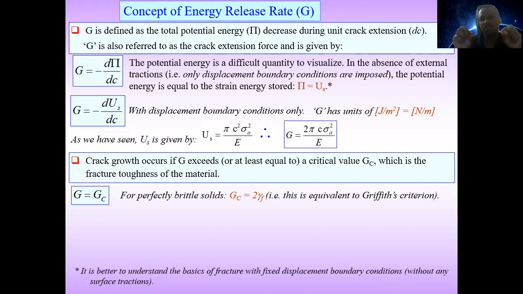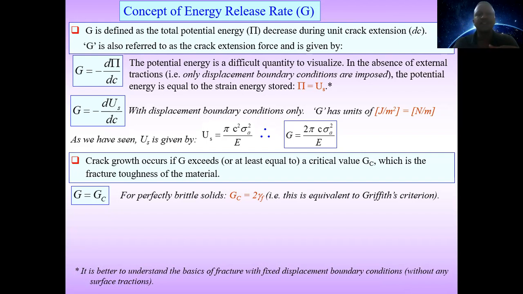A small change in crack length. G is also referred to as the crack extension force, and is given by G is equal to minus dΠ over dC. Okay, so that Π is the total potential energy. The potential energy is a difficult quantity to visualize.